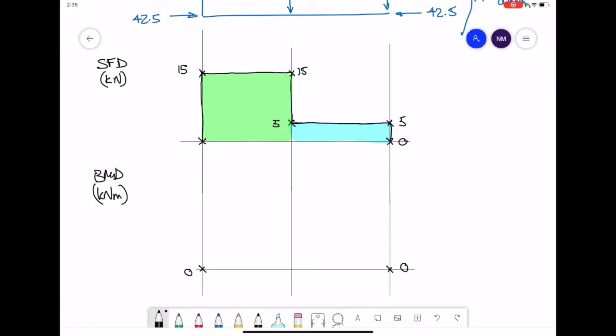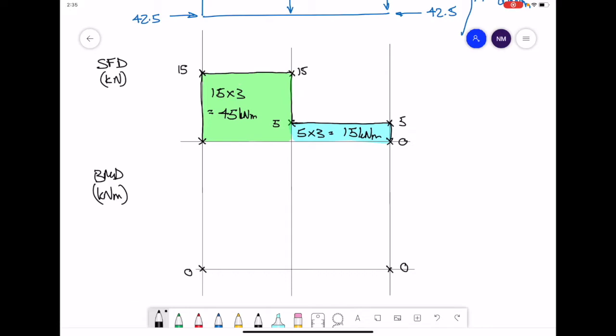The first area we have in green is 15 tall, and the distance across the middle of the beam is 3 meters, so that gives us an area value of 45 kilonewton meters. For the blue area, it's 5 kilonewtons tall, it's 3 meters across, so that will give us a value of 15 kilonewton meters.